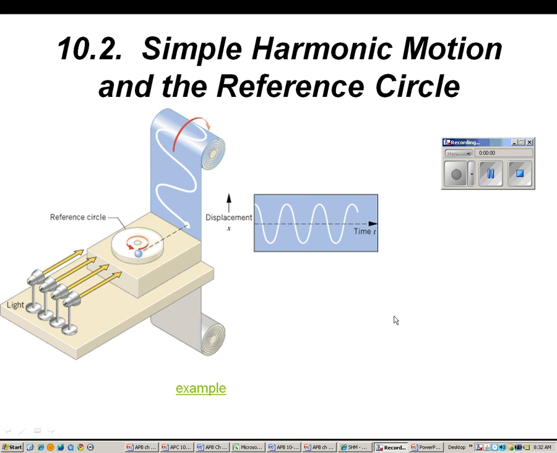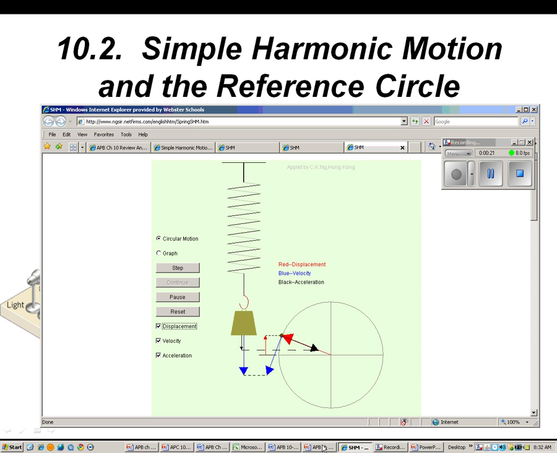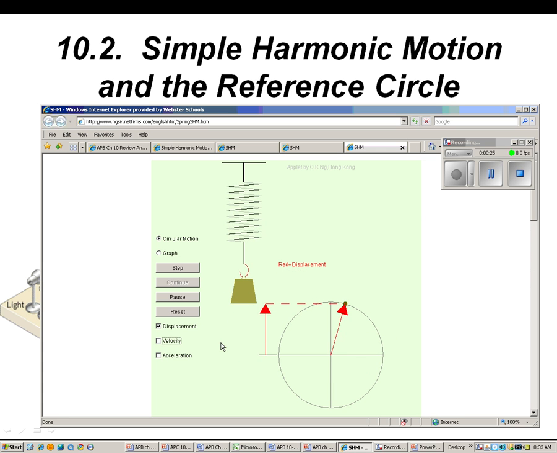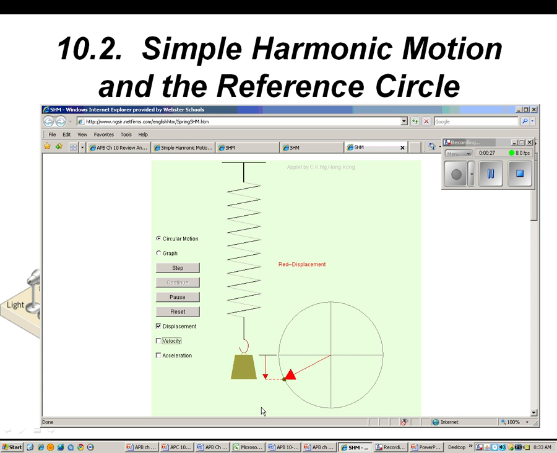In this video, we're going to be studying how circular motion is related to simple harmonic motion. In this picture here, we have a turntable turning that has a ball on it, and there's light shining on the ball, and the shadow will show a sine curve. And we have a very similar example here, with an object moving up and down in simple harmonic motion.